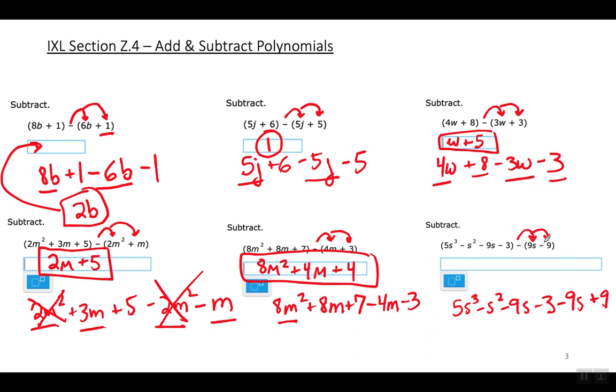Este negativo con este negativo te da un positivo, por eso lo cambié a más 9. All right, so now 5s to the third power, I got nothing to combine it with, so it stays by itself. The s squared, I got nothing to combine it with, so it stays by itself, minus s squared. The negative 9s minus 9s is negative 18s. And the negative 3 plus 9, that's the same as 9 minus 3. It's going to give me plus 6. And that's my answer.